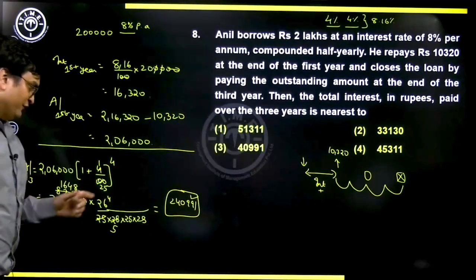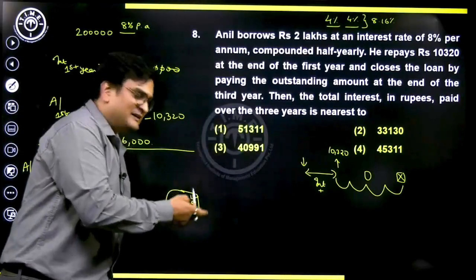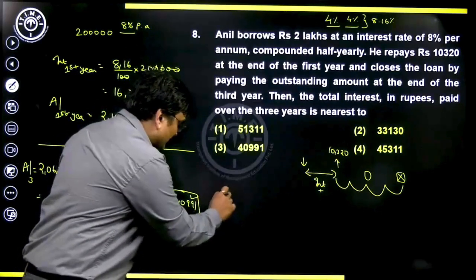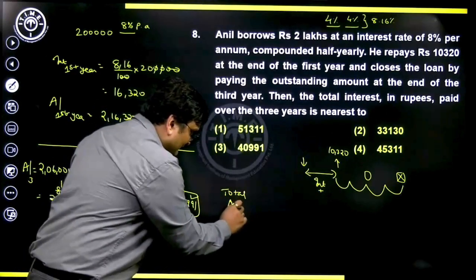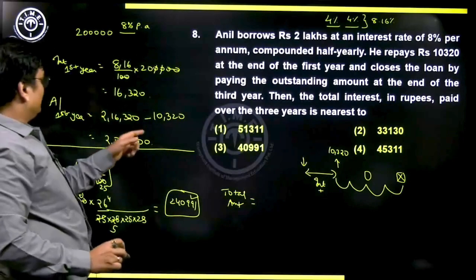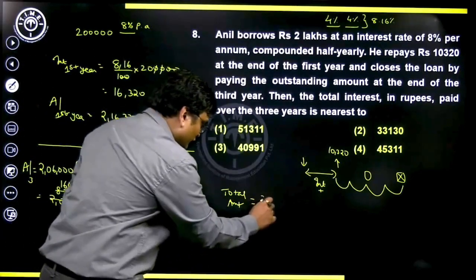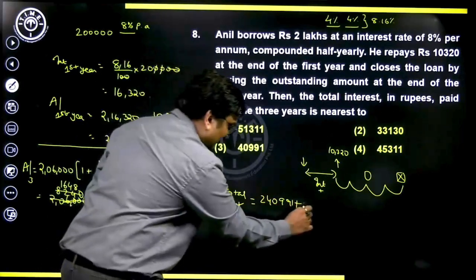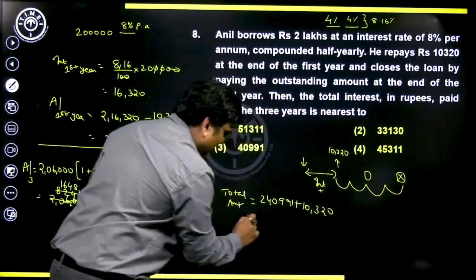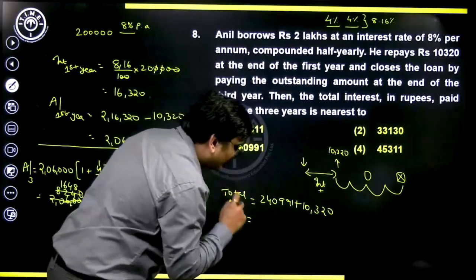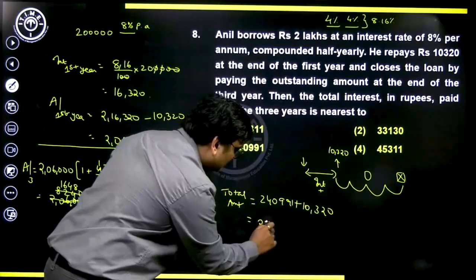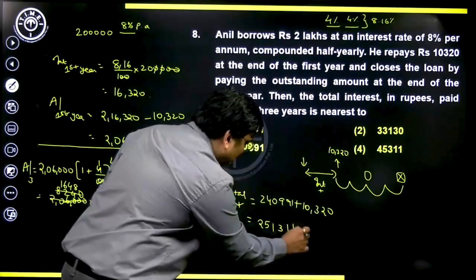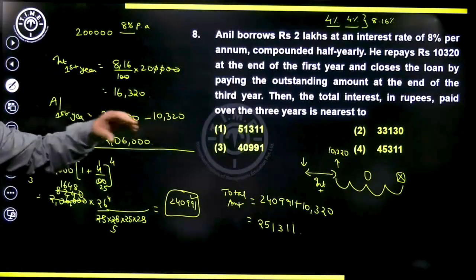Please note 240991, and he is making the entire payment at the end of third year. So the total amount paid by the person over the 3 years will be 10,320 here and 240991 here. When you add it up, 250, 251, 311, something like this. So this is the total amount that he has paid.